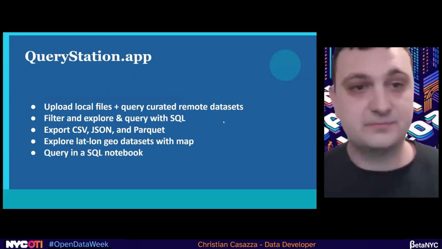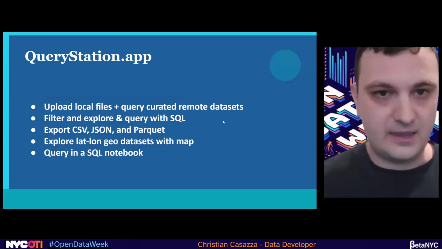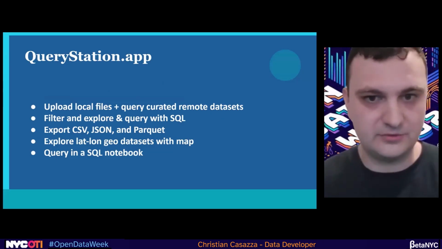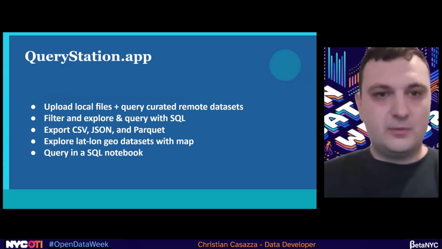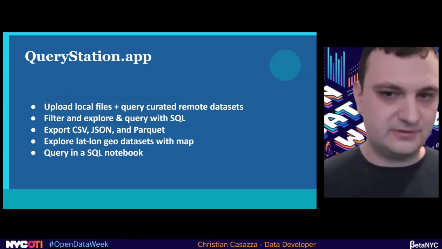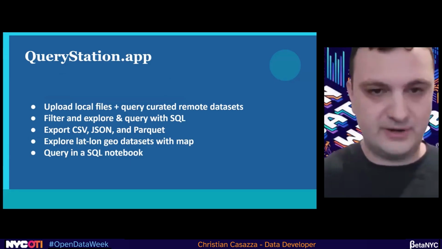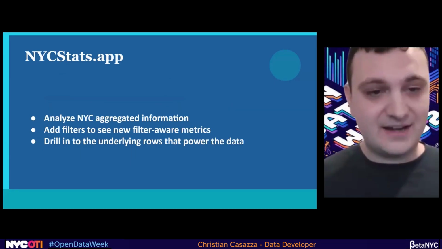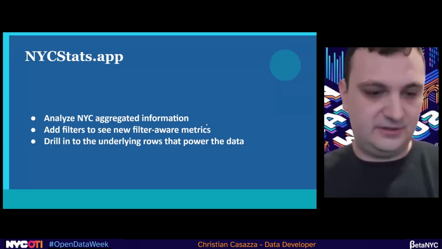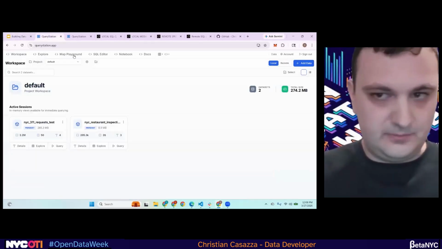So starting off with two apps, QueryStation.app and NYCStats.app, which you can see attached to the intro for this video call. QueryStation is designed as a browser-based data explorer, so you can go in and explore your data, query it all in your browser. Whereas NYCStats.app is designed as aggregated dashboards, so you can go in and understand your city. So I'm just going to jump right in and show them.